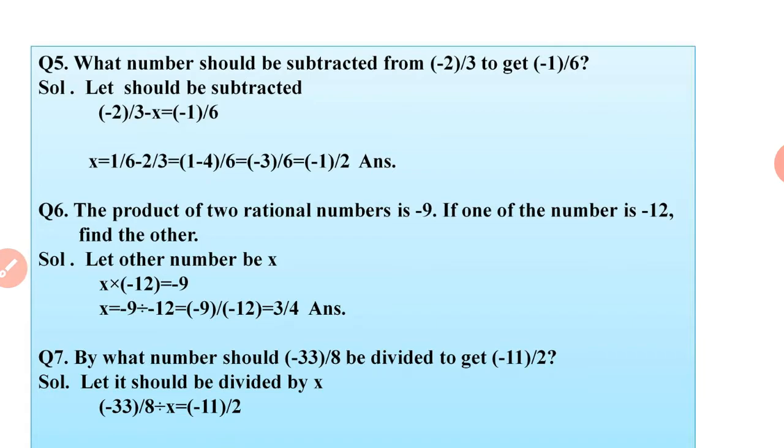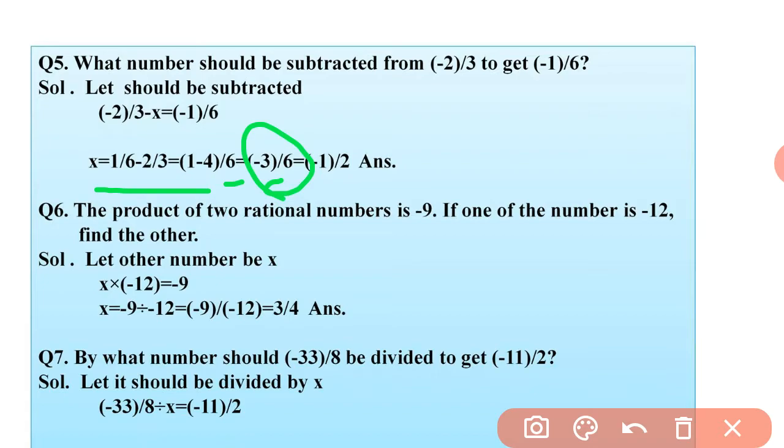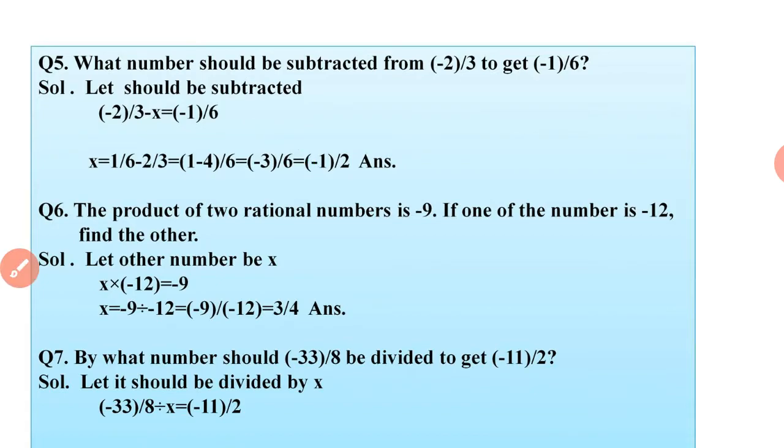So here x equals, minus 2 upon 3 will go towards the right side, so it will become 1 upon 6 minus 2 upon 3. We can take the LCM of 6 and 3, the LCM will be 6, so here it will be 1 minus 4, so minus 3 upon 6, that is equal to minus 1 upon 2. So minus 1 upon 2 will be the answer. Now after this, see question number 6.